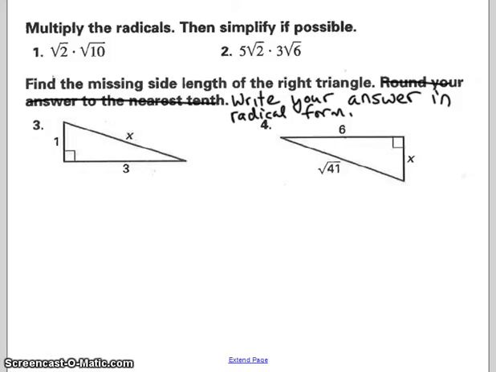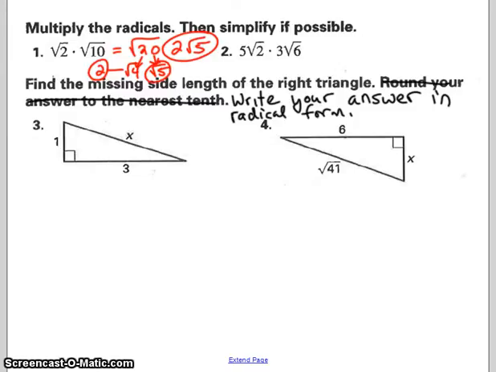All right, so we're multiplying radical 2 times radical 10, and then we're simplifying it in its lowest radical form. Radical 2 times radical 10 is radical 20. Then you have to ask, what's the biggest perfect square that goes into 20? That's 4. The square root of 4 times the square root of 5 is the square root of 20. The square root of 4 we know is 2, so we have 2 square root 5 as an answer.